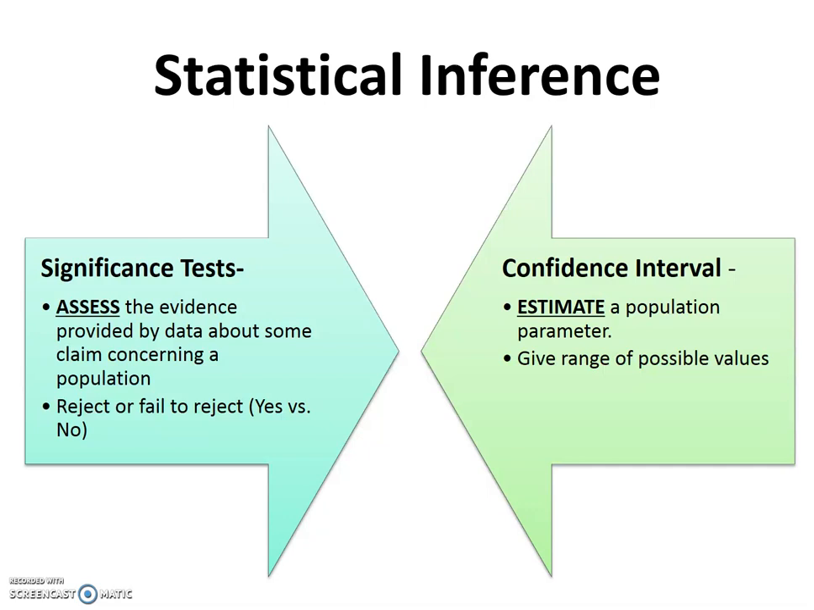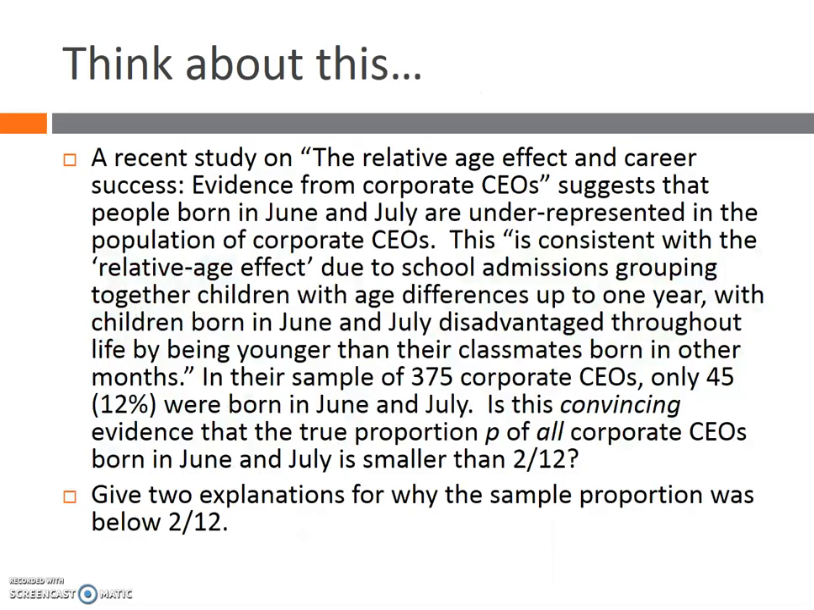Now, this chapter is about significance tests. Instead of estimating, we are going to assess the evidence provided by data about some claim concerning a population. So we're either going to reject or fail to reject this claim. So either yes, we think it's true, or no, we do not think it is true. It's going to get a little bit more complicated than that, but that is the basics.